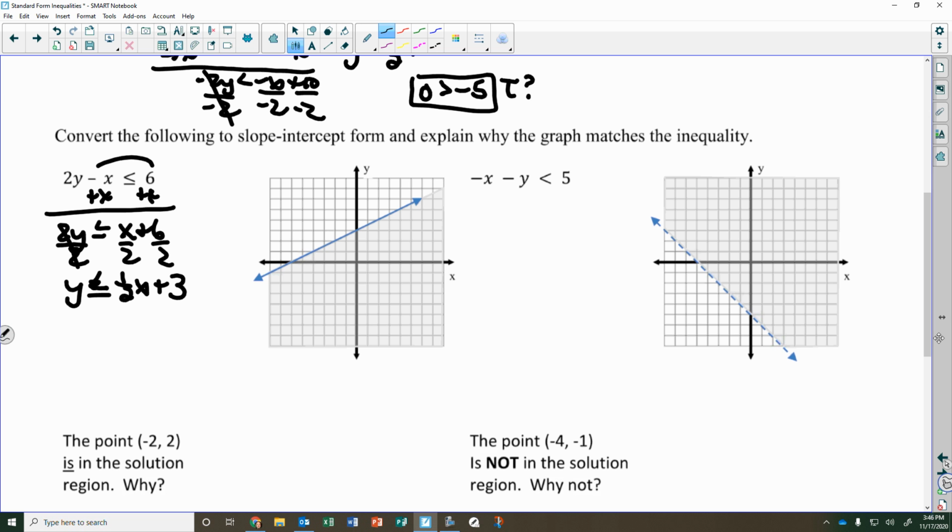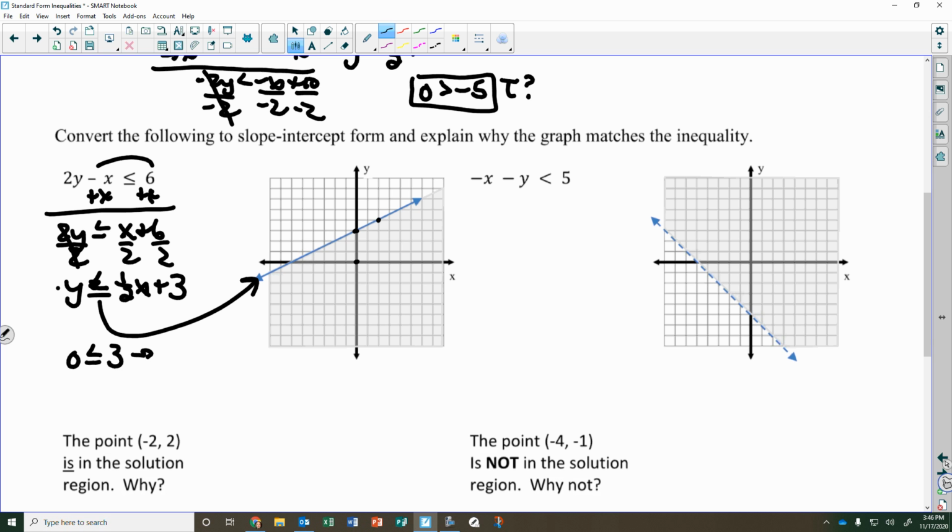So again, when you graph this, there's your 3. Up 1 and over 2 is right there. So there's our line. It's solid because of the equal to sign, less than or equal to. And we're shaded below because, again, it is less than. But again, if you test the point 0, 0, which is in the shaded region, plug a 0 in for y and a 0 in for x, I get 0 is less than or equal to 3.